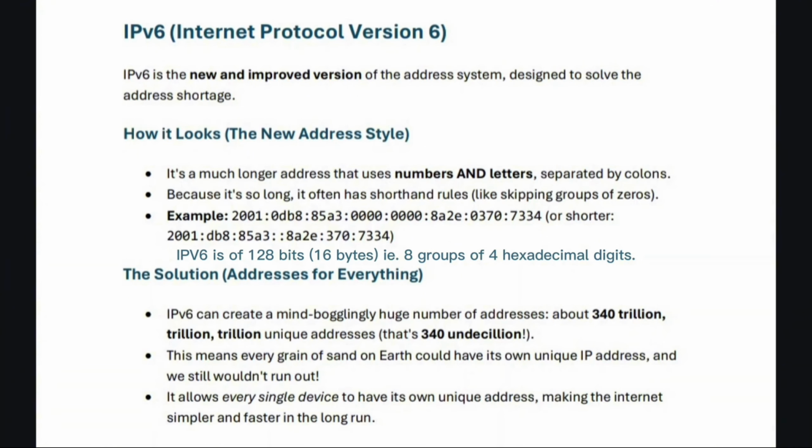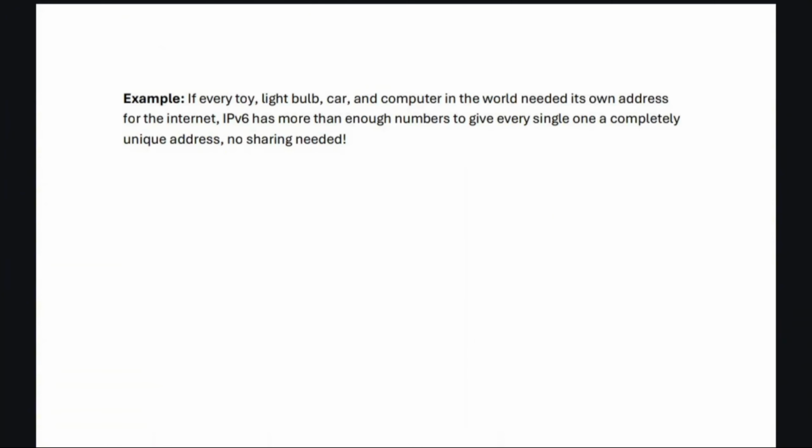It allows every single device to have its own unique address, making the internet simpler, faster in the long run. For example, every device, every computer in the world needs its own address for the internet. IPv6 adds more than enough numbers to give every single one a complete unique address, no sharing needed.